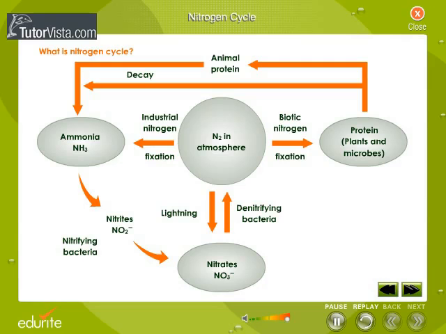What is the nitrogen cycle? Four processes that participate in the cycling of nitrogen through the biosphere constitute the nitrogen cycle. They are nitrogen fixation, decay, nitrification, denitrification. Role of microorganisms. Microorganisms play a major role in all four processes of the nitrogen cycle.